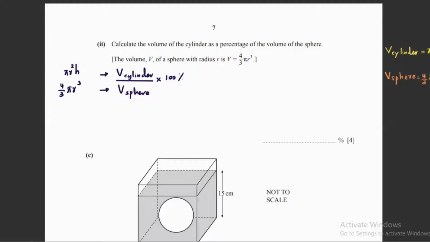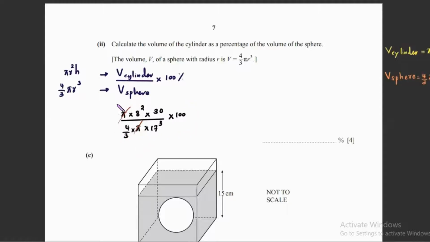So I'm going to substitute the values now. Pi times the radius of the cylinder we had previously, which was 8. So 8 squared times the height of the cylinder, which was 30, over 4/3 times pi times the radius of the sphere, which was 17. We need to cube that and times it by 100 to convert it into a percentage. So pi and pi get cancelled out.